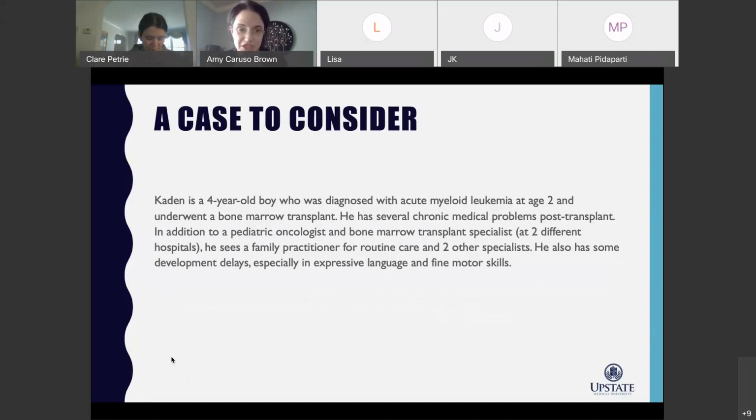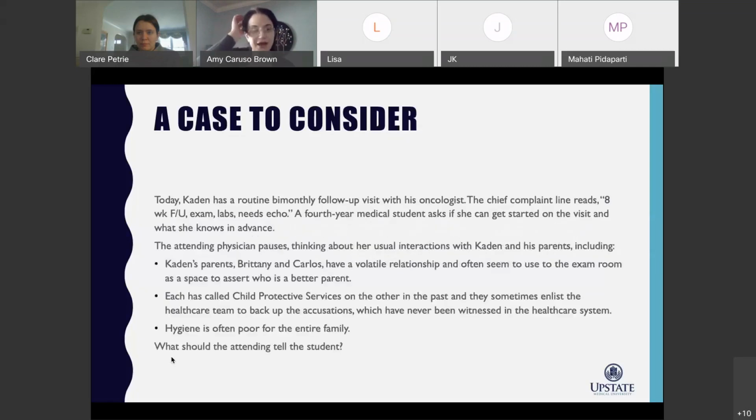So Caden was one of my patients, a 4-year-old boy who had had AML at age 2 and undergone a bone marrow transplant. And he had a lot of chronic medical problems post-transplant. He had a lot of specialists at 2 different hospitals, as well as a family practitioner for his routine care. And he had some developmental delays, especially in expressive language and fine motor skills.